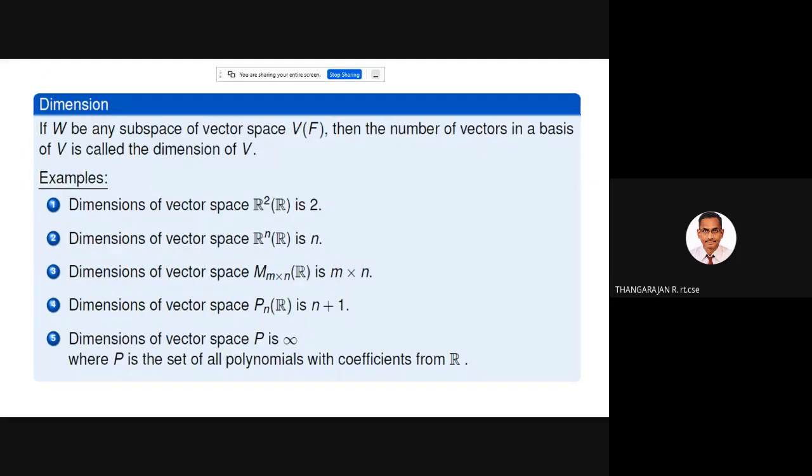So what is the dimensionality of R2? Dimension of R2 is 2. Dimensionality of Rn is n. Dimensionality of a matrix is m cross n. Okay. Dimensionality of a polynomial, an nth power polynomial.